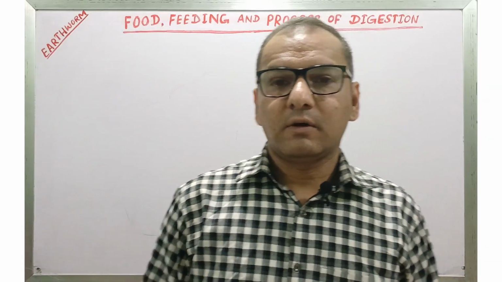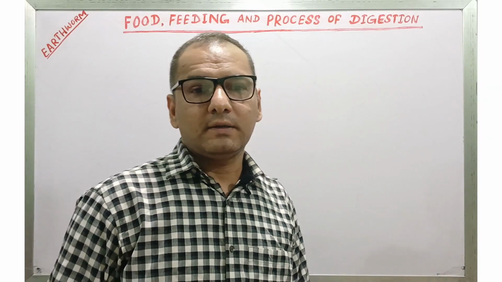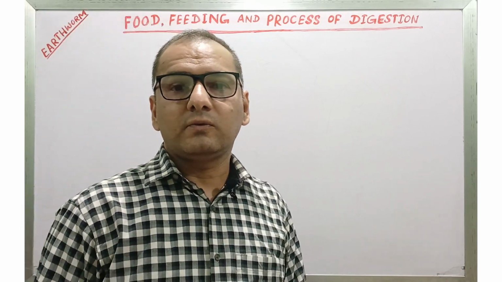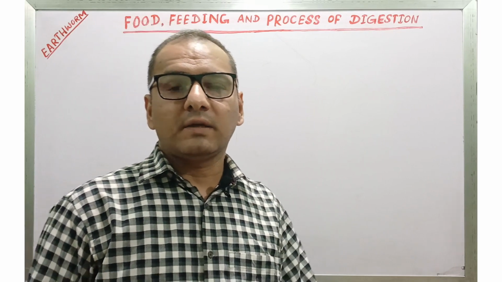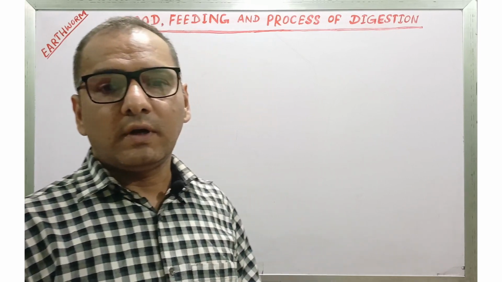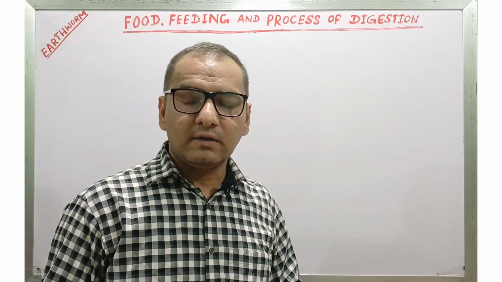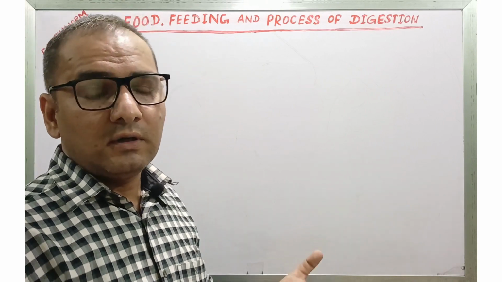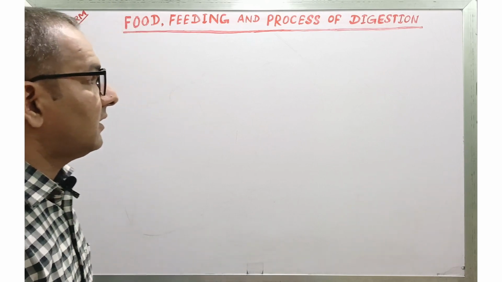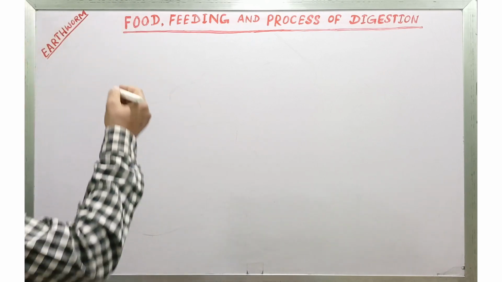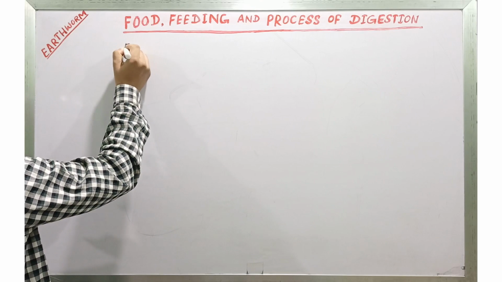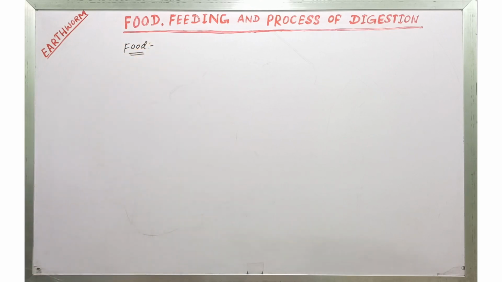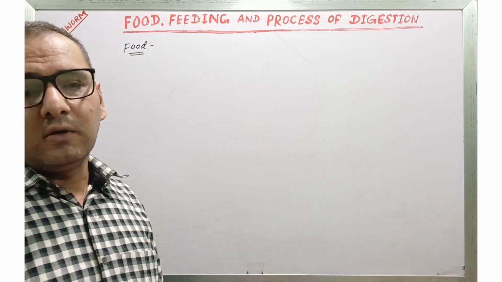Today we discuss food, feeding and the process of digestion. Today we discuss what the earthworm feeds upon, what is the food of earthworm, how the earthworm takes the food, and how the food taken by earthworm is digested and absorbed, and the undigested food is thrown out in which way. We study all these things today. At first, let's discuss the food of earthworm. The earthworm mainly feeds upon humus.